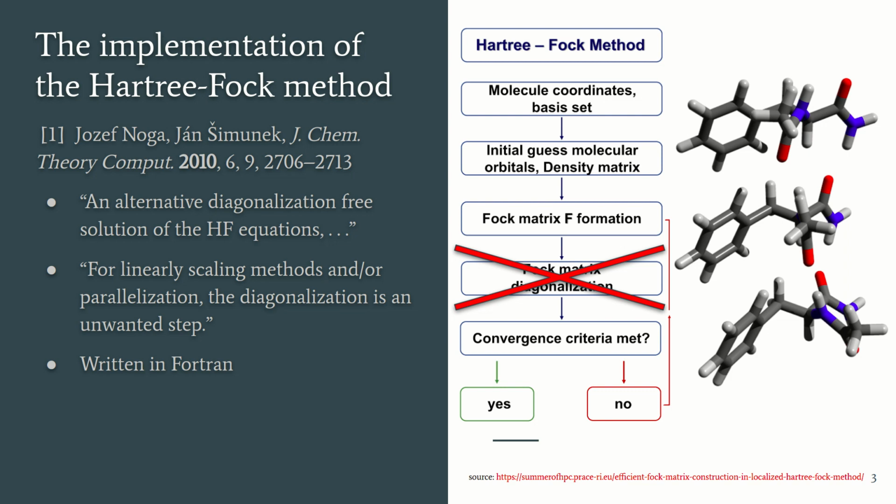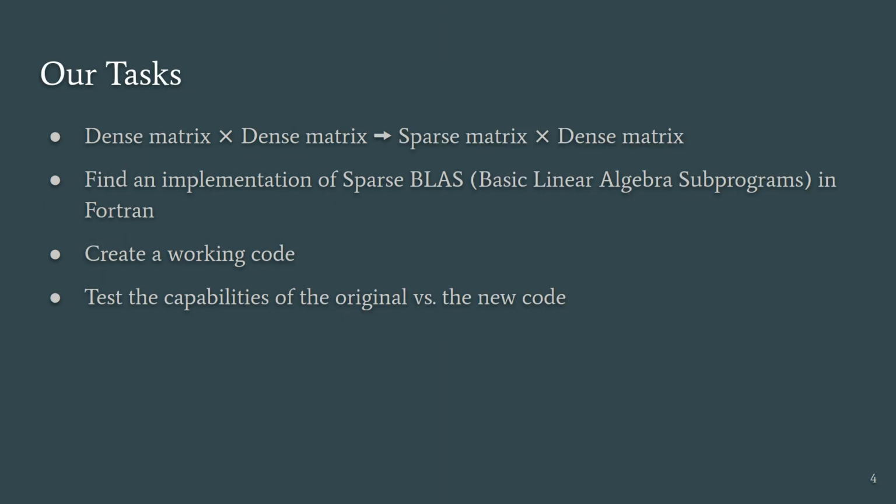This implementation was done in Fortran, and our tasks were the following. We had to replace this dense matrix times dense matrix multiplication that I previously mentioned with a sparse matrix times dense matrix multiplication. For this, we had to find a working implementation of a sparse BLAS library in Fortran, use the functions from this library to create a working new code, and test it.